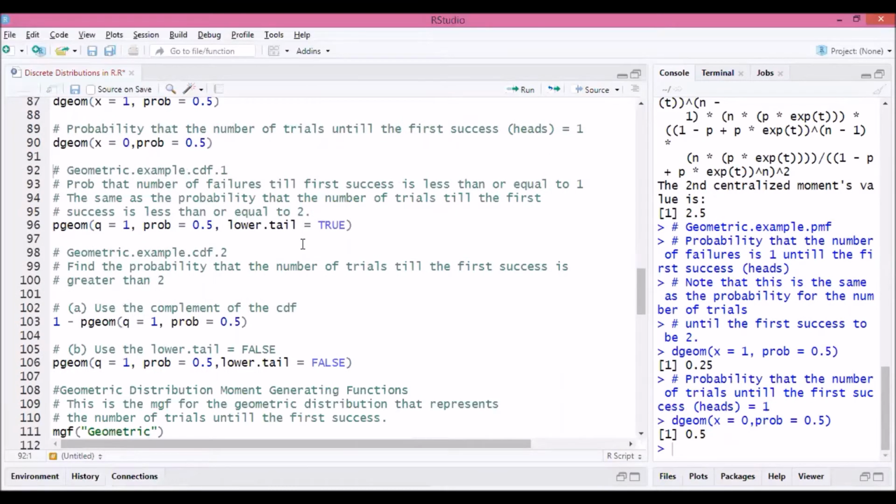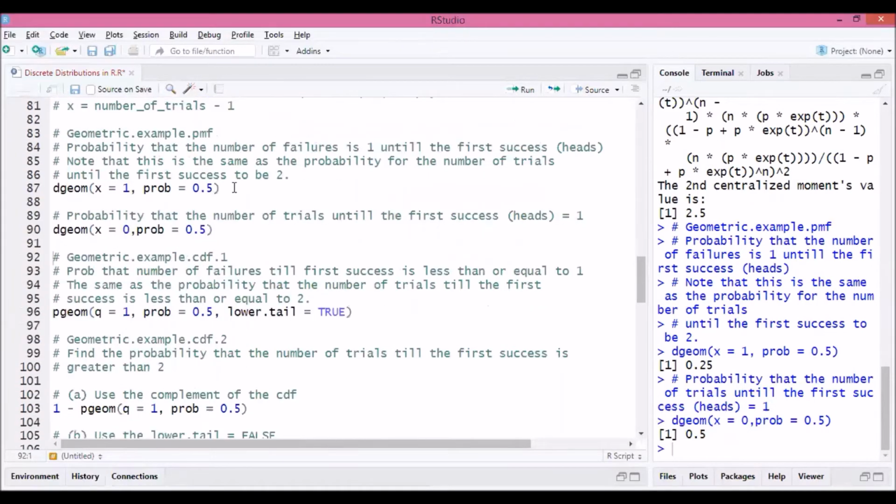Next is the cumulative distribution function. What is the probability that the number of failures to the first success is less than or equal to 1? Well, we can go and get the summation of these two probabilities, but that's a bit tedious.